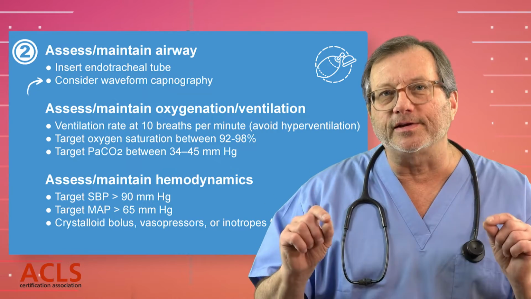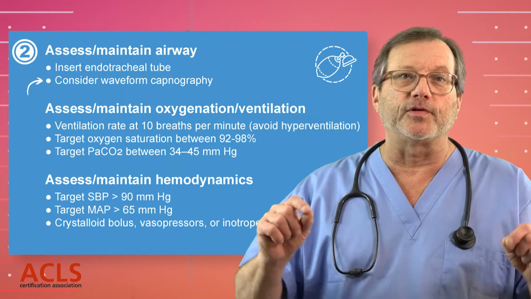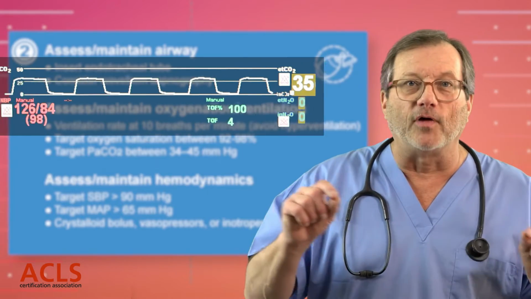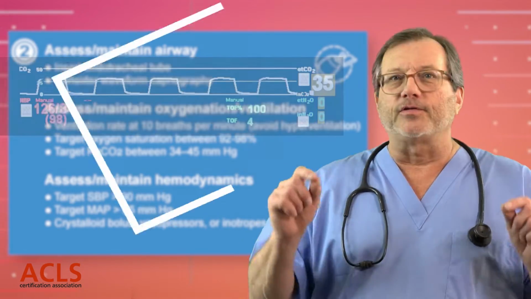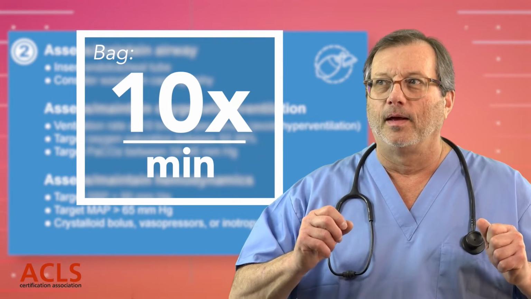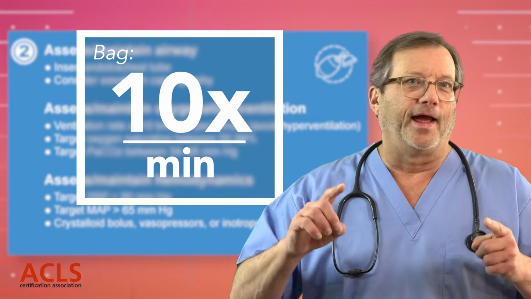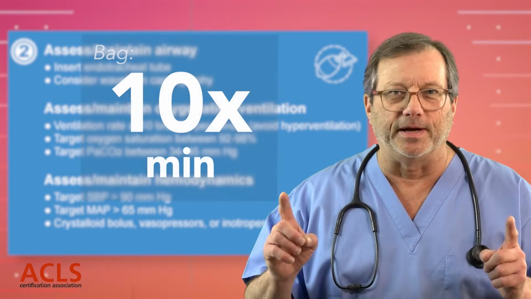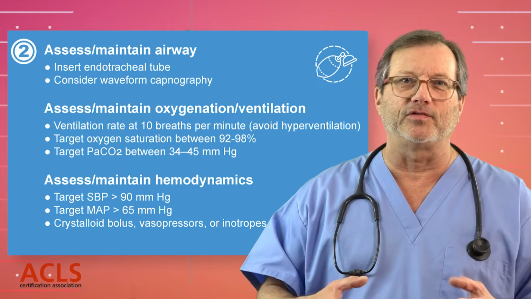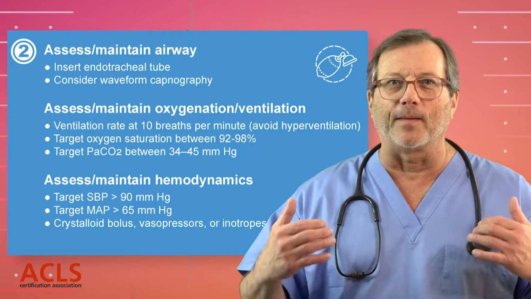Now, as far as ventilating the patient, we're going to monitor this and use capnography to titrate our rate and our tidal volume that we're giving to the patient. Now, the textbook says you're going to bag them 10 times a minute. No, you're going to start at 10 a minute, maybe. And the reason they say 10 is we don't want to hyperventilate the patient. That can reduce blood flow and drop their pressure.